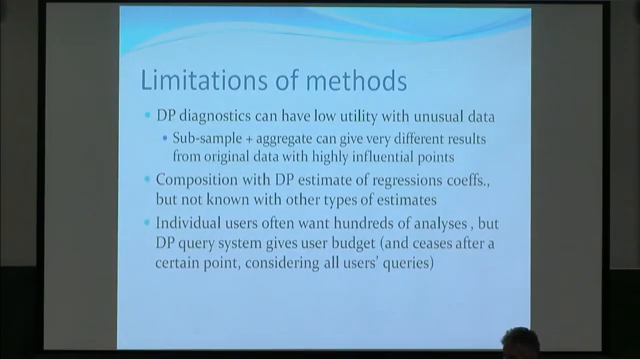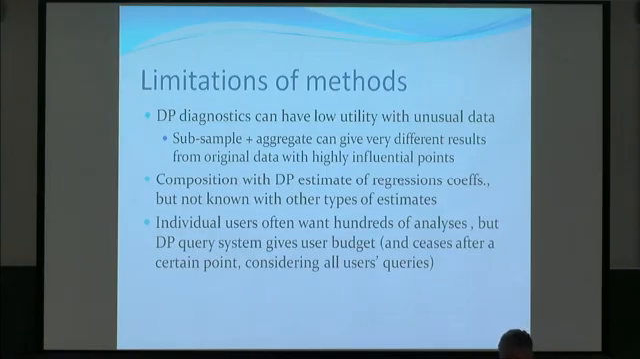I think I'm running out of time. So, one of the things, limitations, of course: some of our methods rely on subsample aggregate, which could get different results from the original data, particularly when there are highly influential points. That's the thing about linear regression, right? You can have one data point that just makes your line go from this to this. So it's incredibly sensitive. That can really foul up subsample aggregate type stuff.